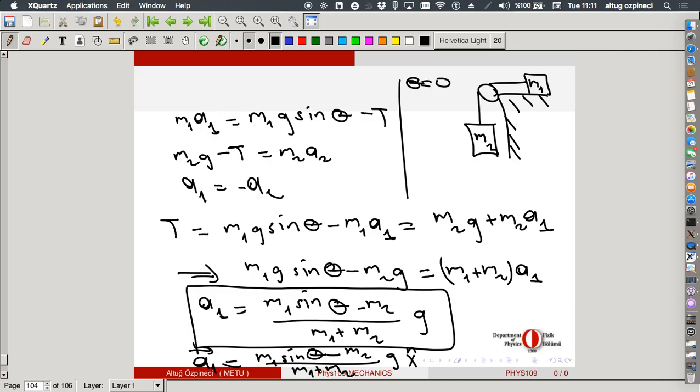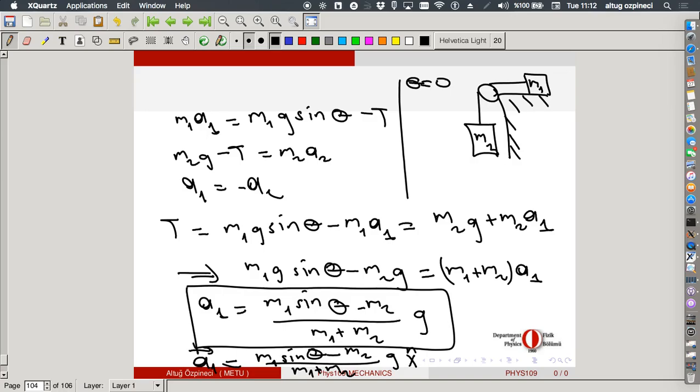Well, if theta is equal to 0, this is 0, so a1 is minus m2 over m1 plus m2. It's a negative number. So a1 is negative, so mass 1 is accelerating in the minus x direction, that direction in this graph. There's no friction. In this problem, we are not yet discussing friction. This is one limiting case where, okay, it makes sense.